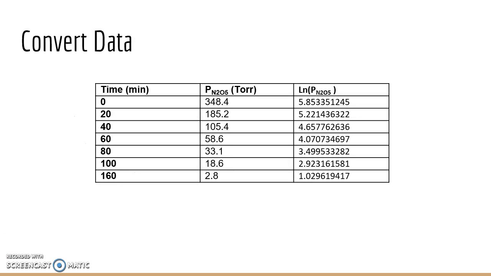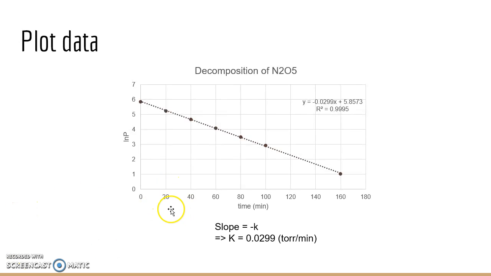From those expressions, in order to plot the data, I need to convert it first. I converted the concentration of dinitrogen pentoxide into its natural log using Excel. As you can see right here, there are a lot of significant figures, and I want to keep them in order to have the most accurate graph. And now we just plot it. The y-axis is the natural log of the partial pressure, and the x-axis is time.